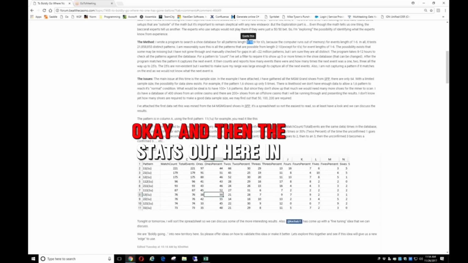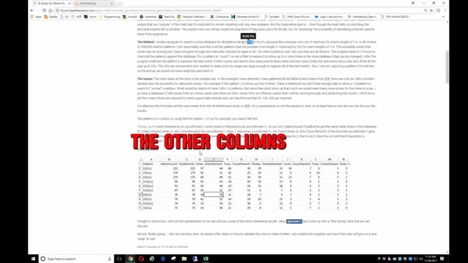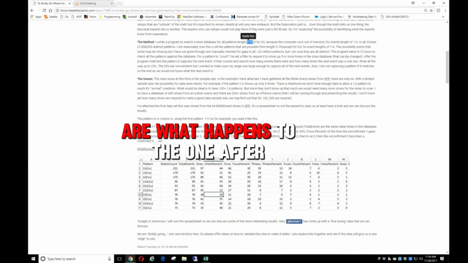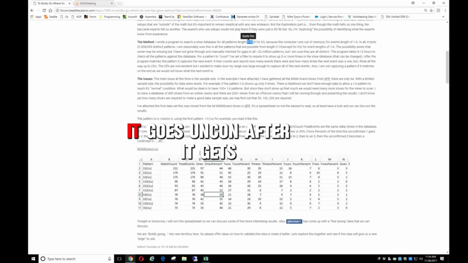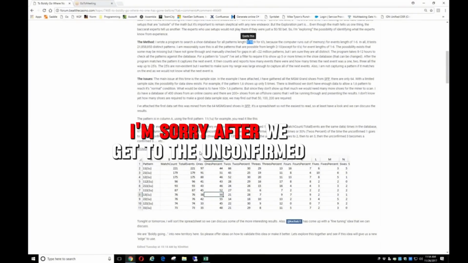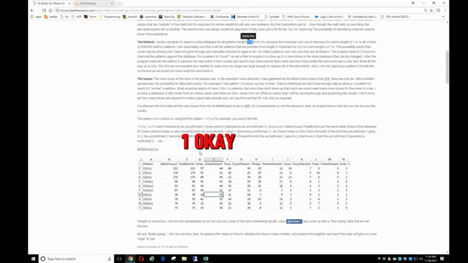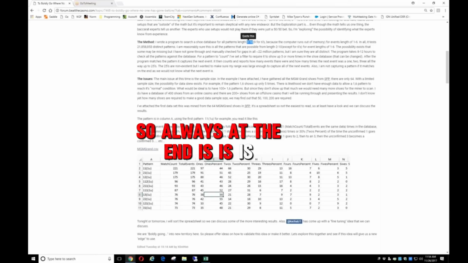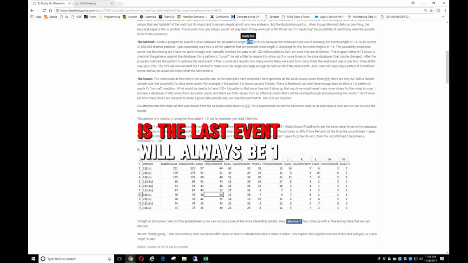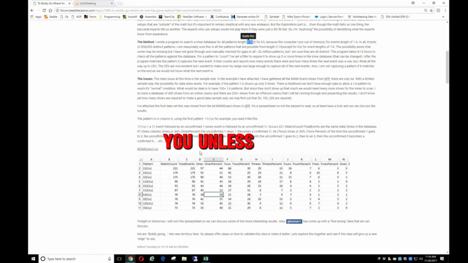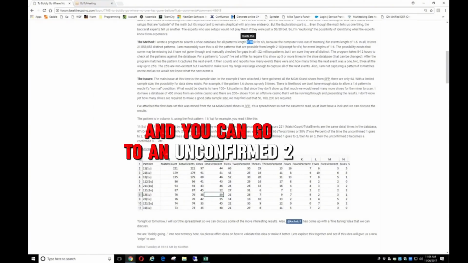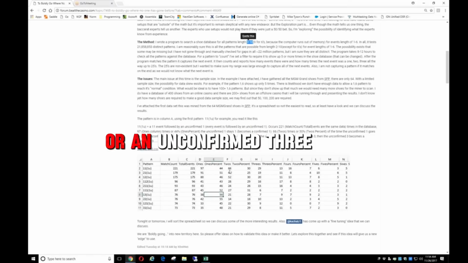Okay. And then the stats out here in the other columns are what happens to the one after we get to the unconfirmed one. So the last event will always be 1U, unless you can go to an unconfirmed 2 later on, or an unconfirmed 3.